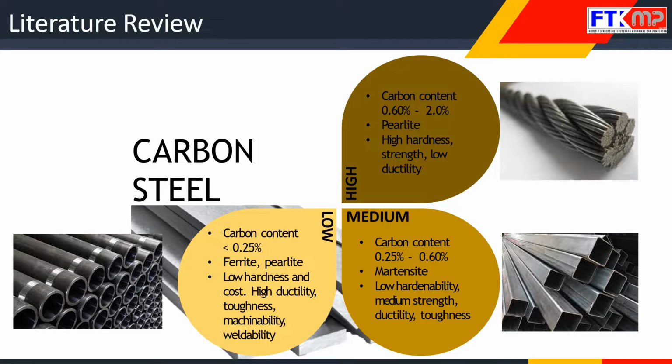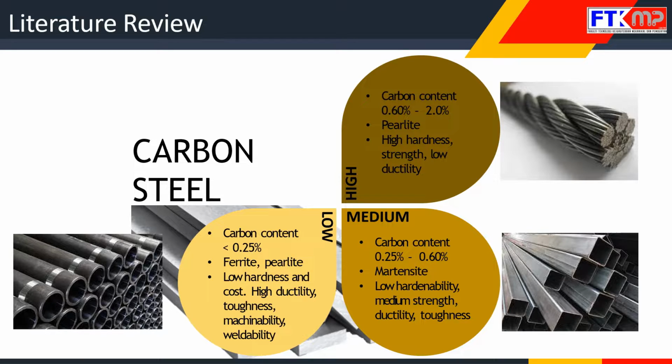For literature review, I will start with types of carbon steel. There are 3 types of carbon steel, which are low, medium, and high carbon steel. Firstly is low carbon steel. Low carbon steel has less than 0.25% carbon content. It is ferrite and pearlite, with low hardness, high ductility, toughness, machinability and weldability.